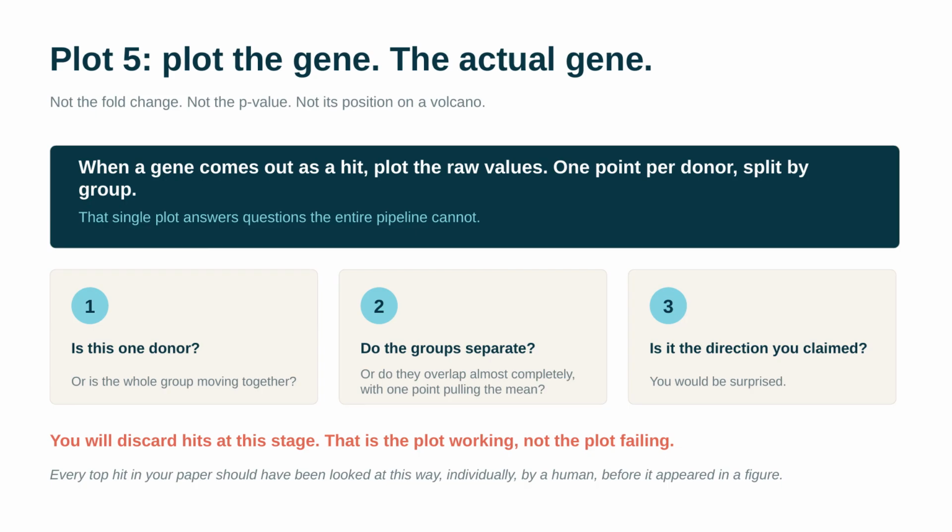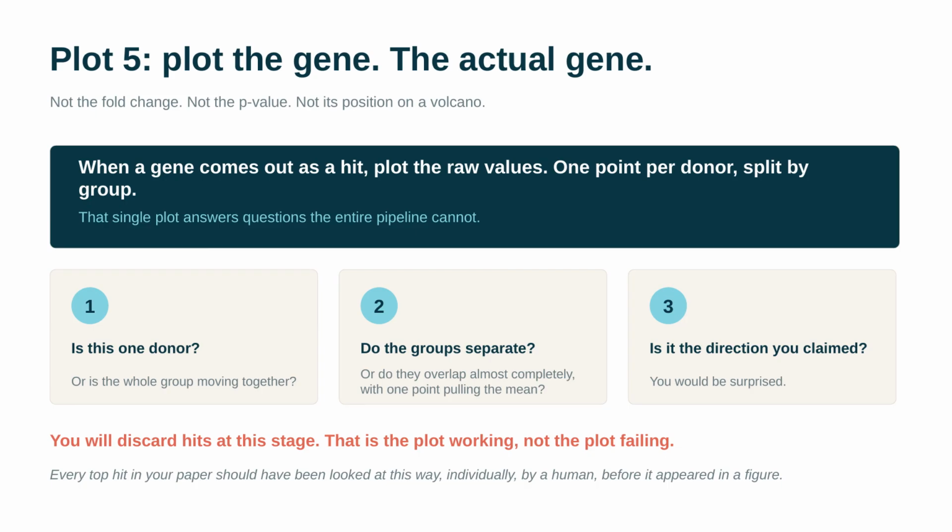Is this driven by one donor? Are the groups actually separated or do they overlap almost completely with one outlier pulling the mean? Is the effect in the direction you claimed? You will discard hits at this stage. That is the plot working, not the plot failing. Every top hit in your paper should have been looked at this way, individually, by a human, before it appeared in a figure.